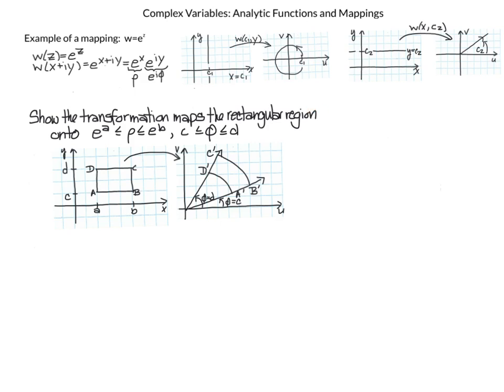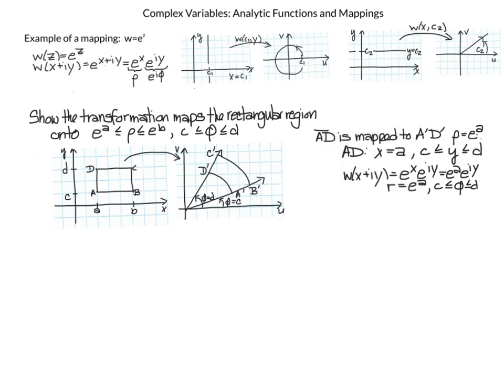In particular, we're going to show that the w equals e to the z transformation wraps the rectangular region shown here. That is, x goes between a and b, and y goes between c and d, so we get this rectangle, onto rho, the radius, being between e to the a and e to the b, and phi, the angle, being between c and d. And this is a from over here and b from over here, values of x, and c and d being values of y. To see this, let's start with the line AD over here.